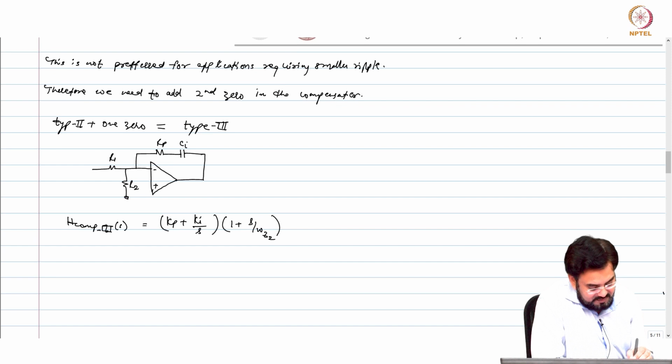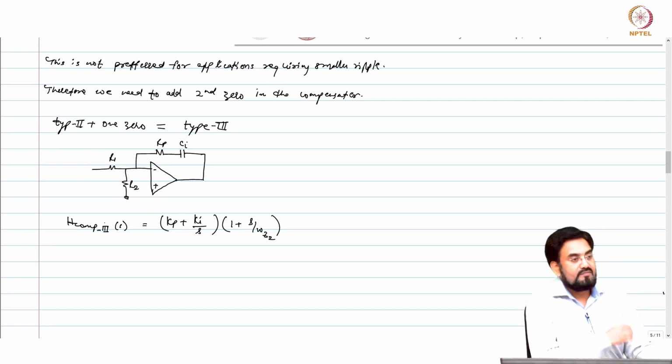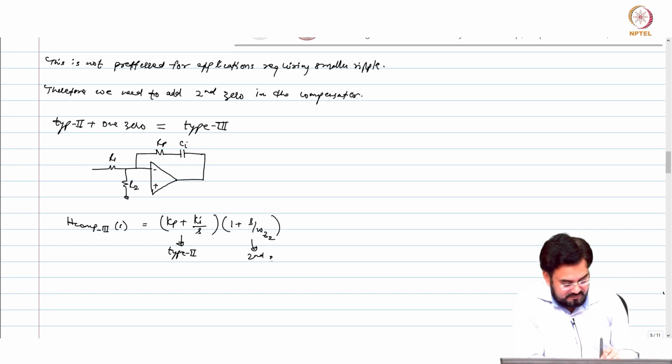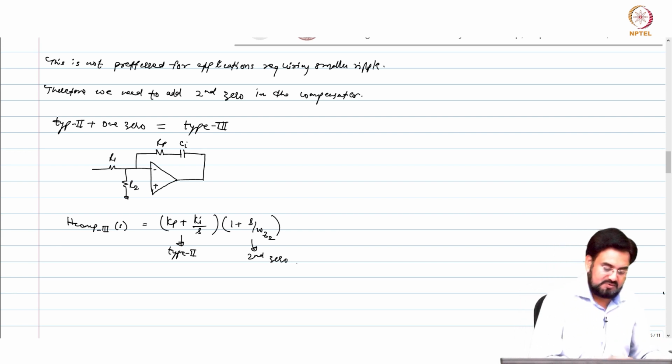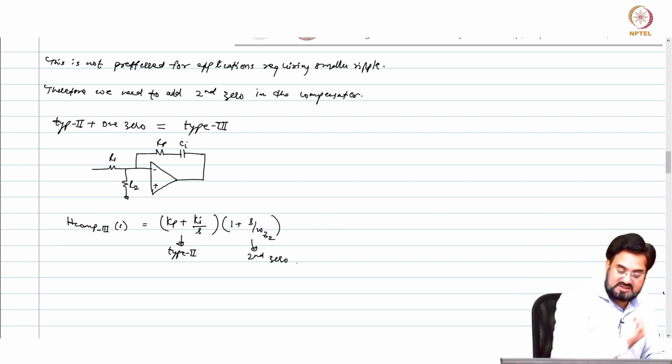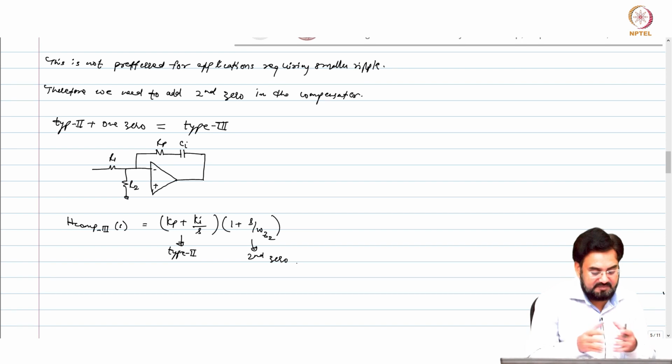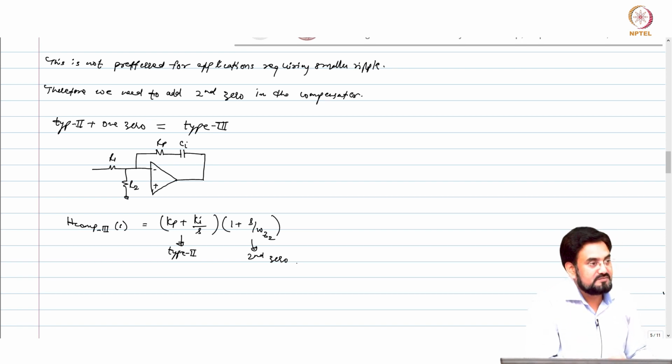Okay, type 3. So this is nothing but your type 2. So you have two zeros now. First zero is coming from your type 2, second zero we need to add. So how can I add this zero? What changes I need to make to have this additional zero in the same circuit?